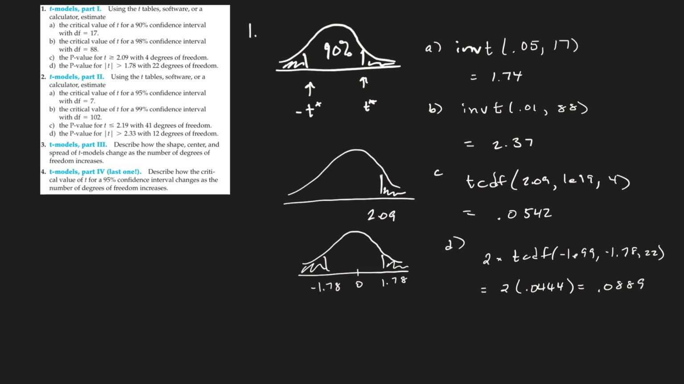Number 4, kind of expressing the same ideas here: describe how the critical value of t for a 95% interval changes as degree of freedom increases. They're using 95% here for a particular reason. The z-score critical value for 95% is 1.96. And as my degree of freedom increases, that spread is shrinking, meaning the values out here get closer and closer to a certain value. They don't get closer to 0 and then stop. They're going to stop at their z-scores.